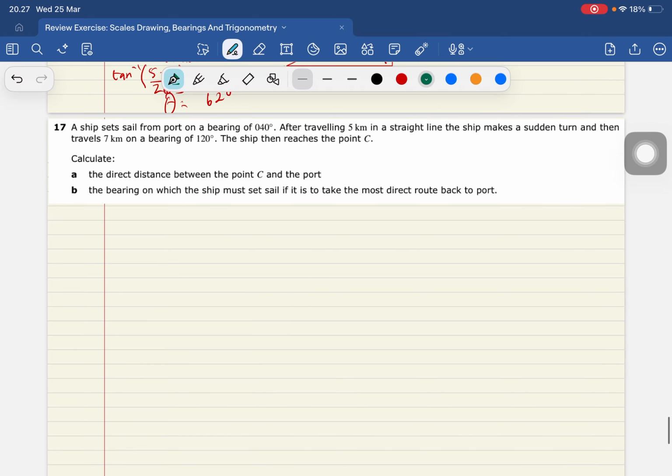Okay, 17. There is a bearing. The ship set sail on the bearing of 040 and after traveling 5 km in a straight line, the ship made a sudden turn and then traveled 7 km on the bearing of 120. Then the ship reaches the point C.